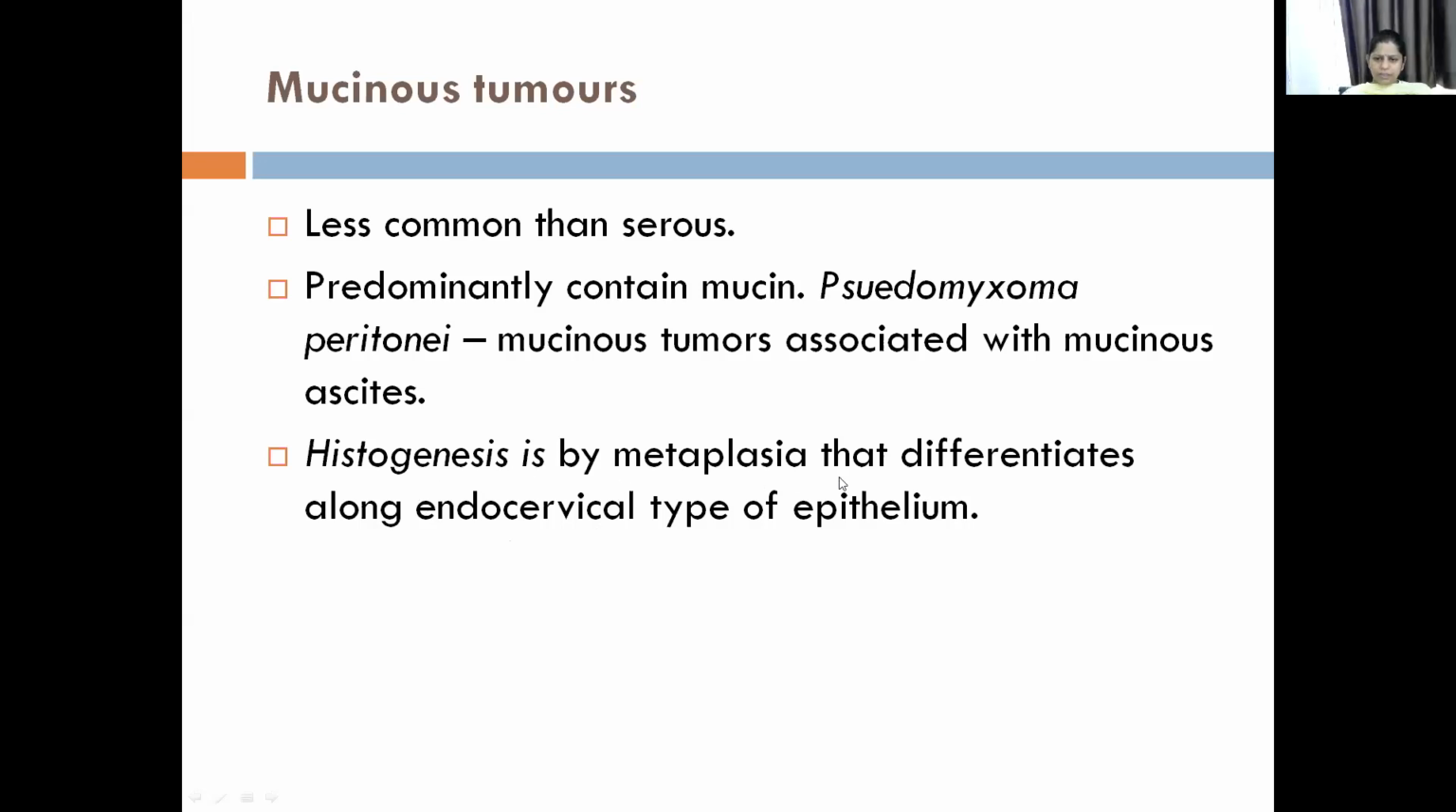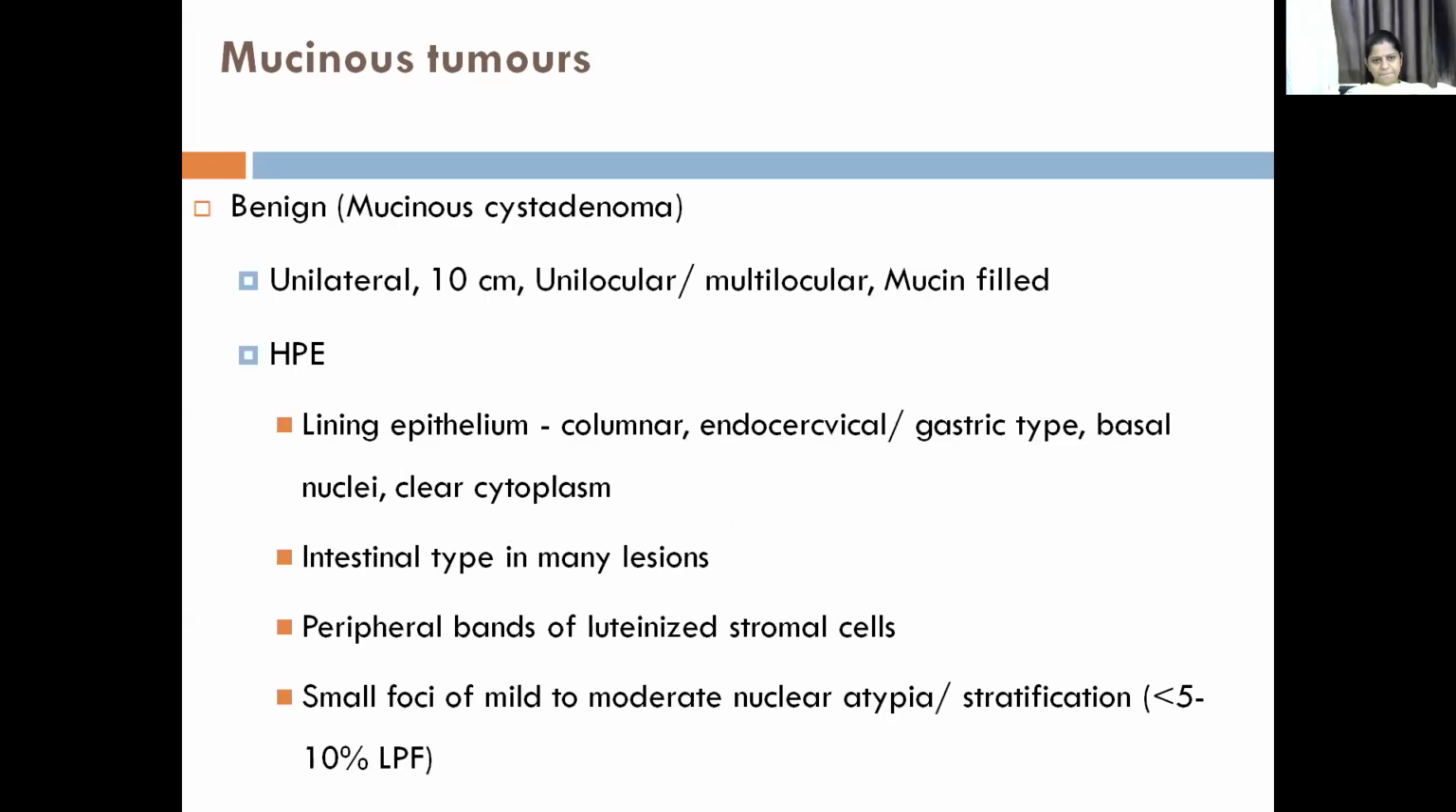Histogenesis is by metaplasia that differentiates along the endocervical type of epithelium. Coming to the benign mucinous tumor, that is a mucinous cystadenoma. They are usually unilateral, grow up to 10 centimeters in size, and can be uni- or multilocular. Once you cut them open, they are filled with thick mucin. On HPE examination, the lining epithelium is columnar, endocervical or gastric type, with basal nuclei and a clear cytoplasm.